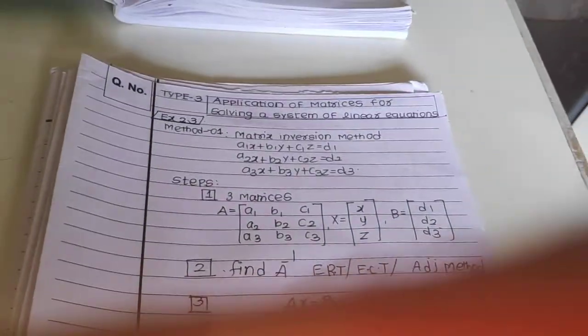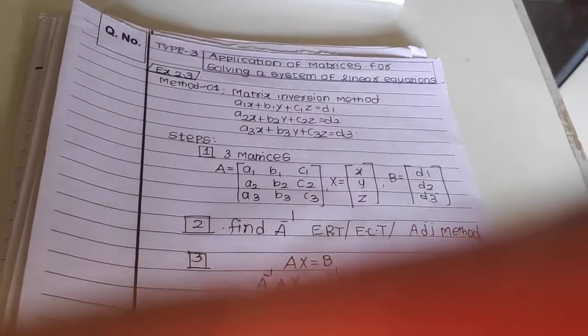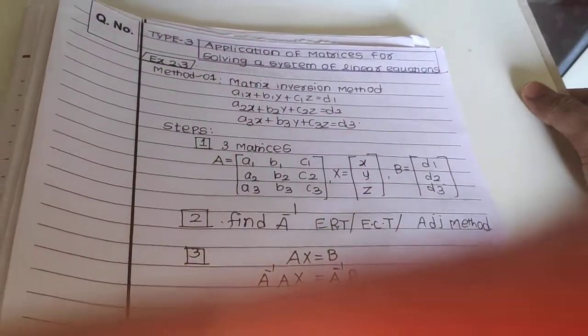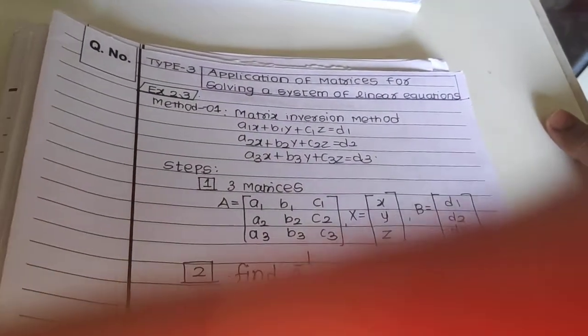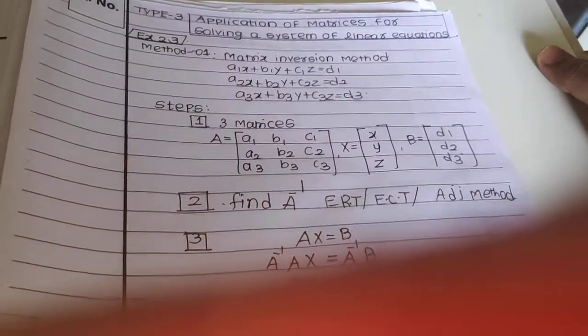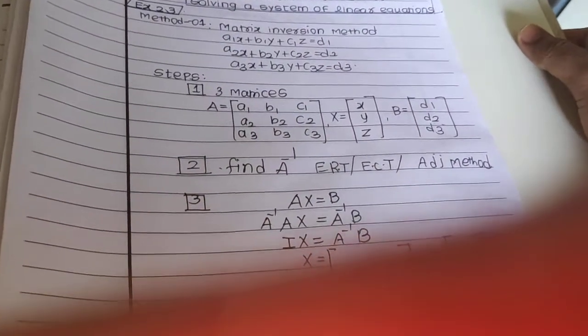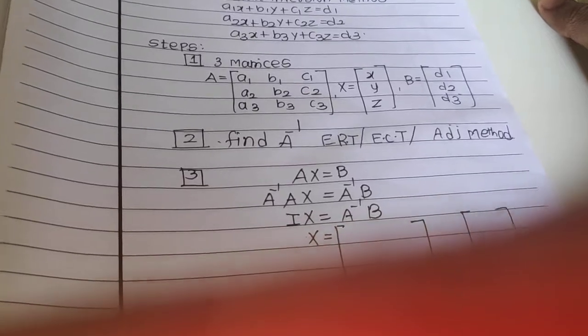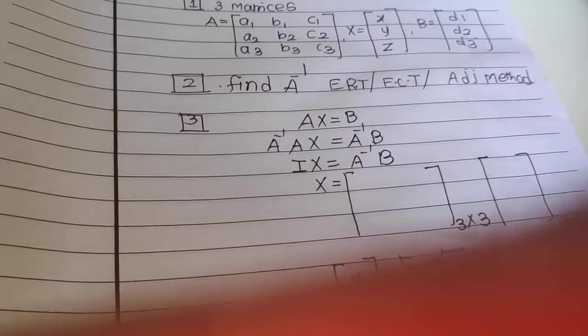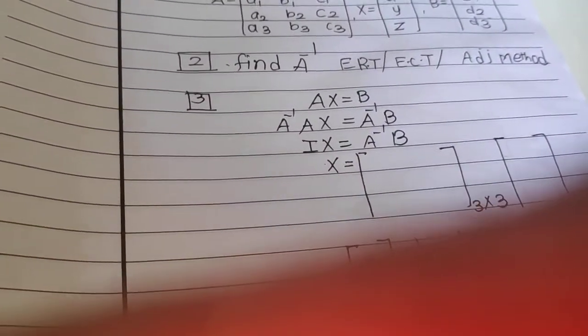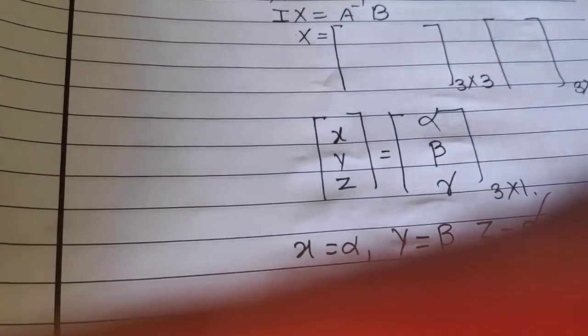So understand the question: application of matrices for solving linear equations. Method 1 under that was the matrix inversion method. How do we solve that? We first consider three matrices, find A inverse by any of the methods, use the relation, pre-multiply by A inverse, and then we get the values of x. So that is the whole process.